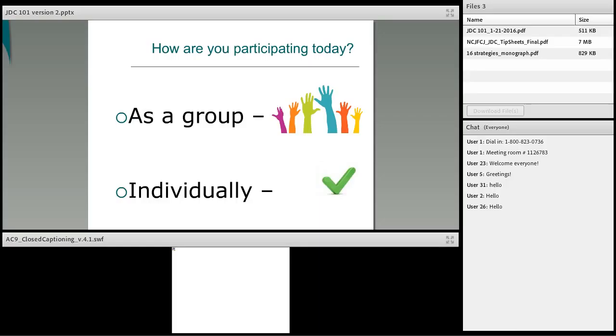Let's go ahead and test the chat box as well. If you're joining us as a group, go ahead and enter the number of people that are with you and your team, and list maybe your county or your jurisdiction from which you are joining us. If you're joining us on the call individually, we'd like you to type in your first and last name in the chat box, just so that we know that you're able to use the platform here.